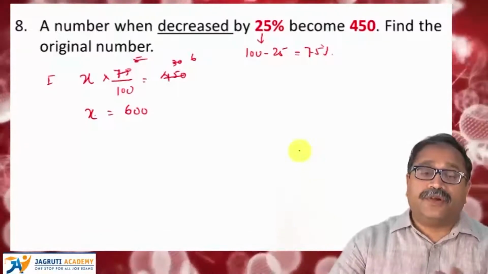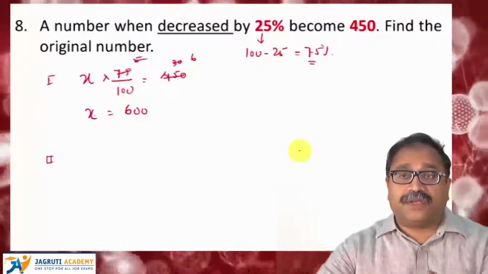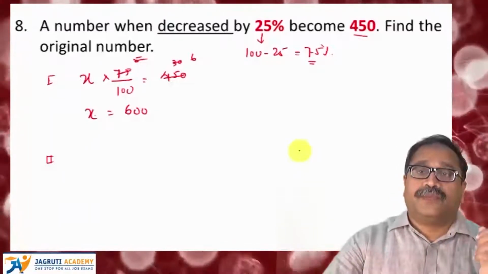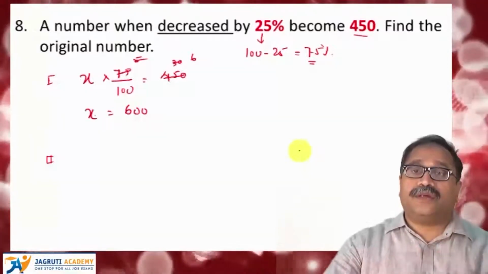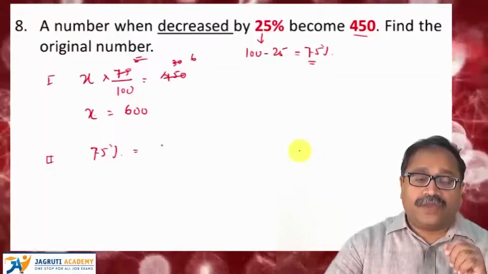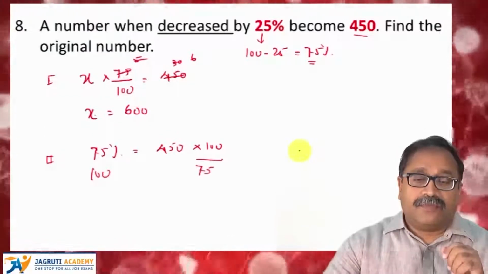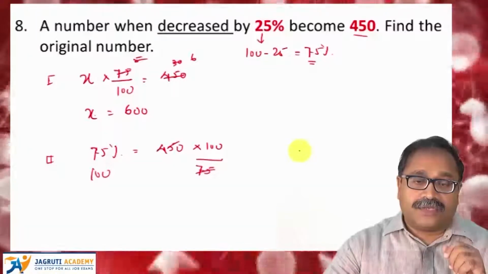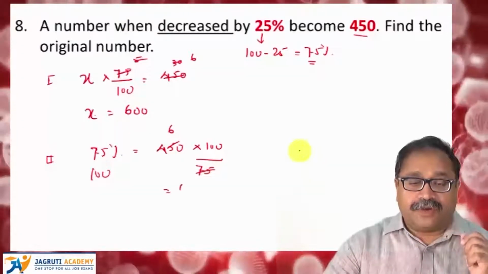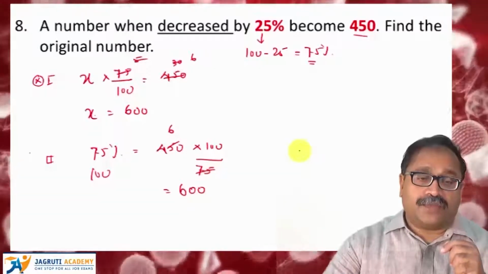What is the second method? We will not take the variable x. When a number is decreased by 25%, it becomes 75%. That means 450 is 75%. So if 450 is 75%, then what is the original number, that is, what is 100%? Let's consider this: 75% is equal to 450. Then 100% is 450 into 100 by 75, and we have seen that this gets cancelled 6 times. 6 into 100 is equal to 600. Usually we do not follow the first method, we follow the second method.